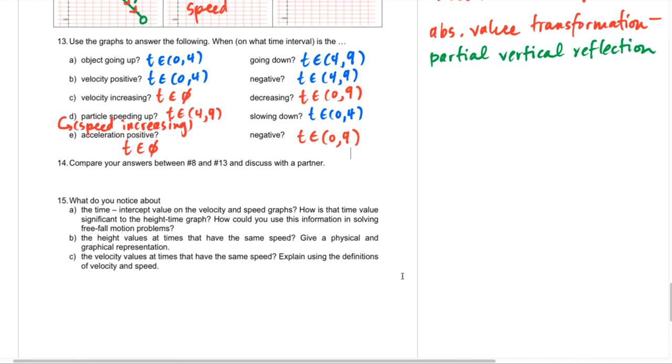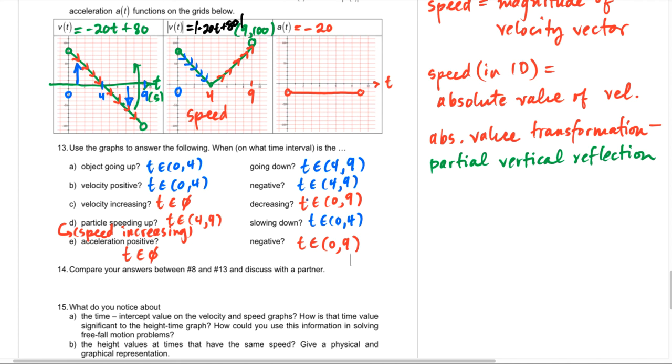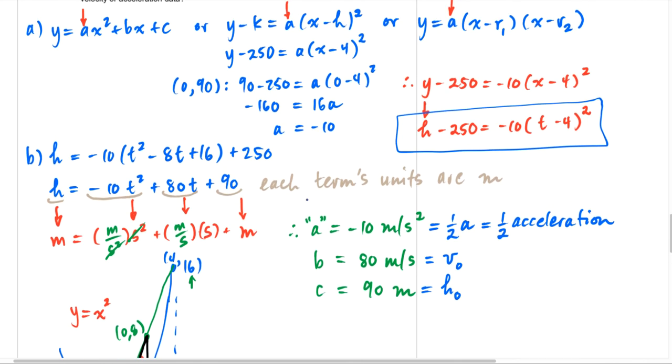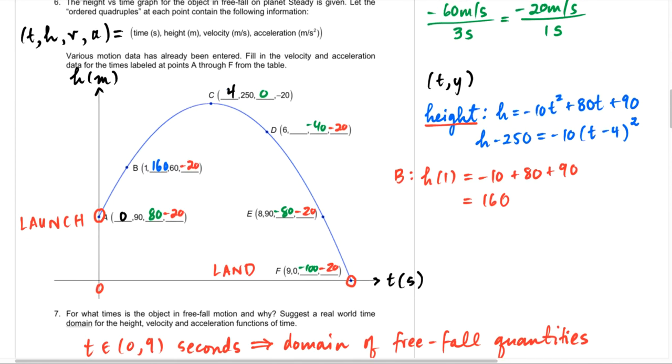Lastly, we want to talk about anything we notice regarding the time-intercept value on the velocity and speed graphs. We know that that intercept value is 4, and that 4 value is not random. If we look back to the vertex form of the height graph, we saw that the 4 was the time-intercept of the height graph. So if we go back to the graph with the ordered quadruples, we see that we have a velocity of 0 whenever we have maximum height, and that's corresponding to the time value of 4.